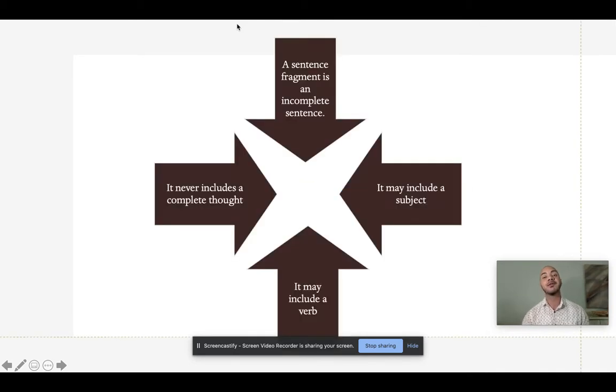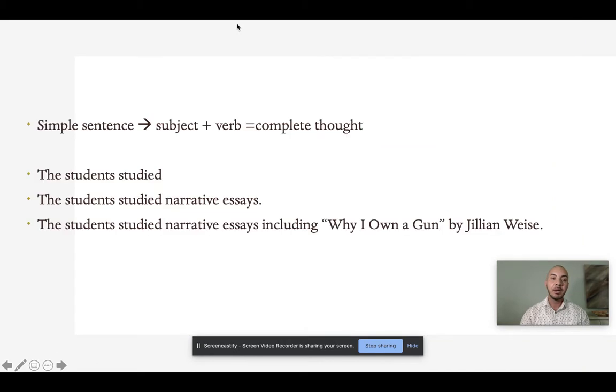Well, first off, a sentence fragment is not a complete sentence. It may include a subject, it may even include a verb, but it is never a complete thought. Let's start by thinking about what is a simple sentence, what makes a sentence, and then we can make sure that we have all those parts in order to avoid writing fragments.